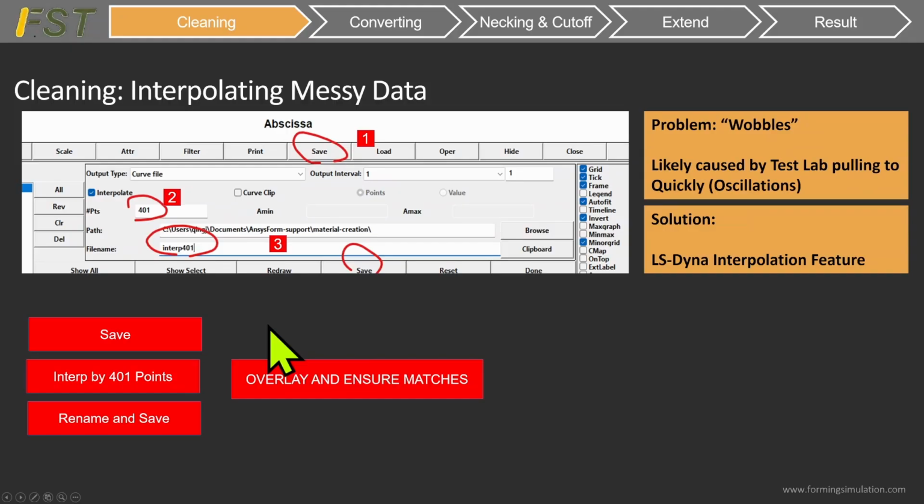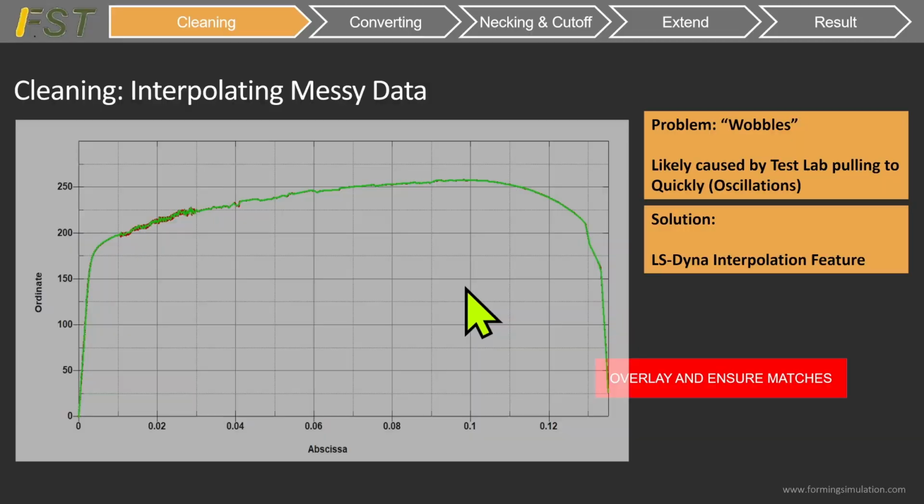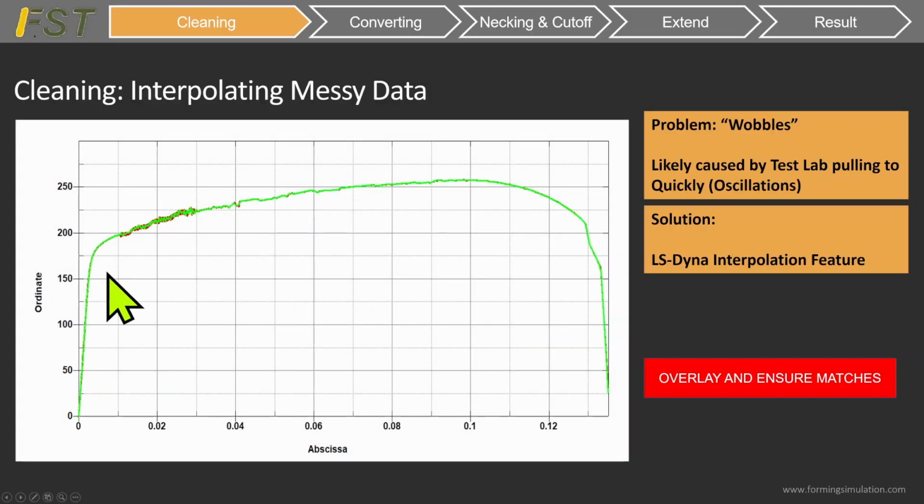So starting with how to do the first interpolation. LS Prepost's interpolation feature is just under the Save button, and then we need to select a number of points. Anywhere from 200 to 401 points seems to work pretty well, so that's what we're going to use in this example. It's important to save it as another file name. And for all of these steps, it is crucially important to make sure you overlay and ensure your result matches. So you see on this next page, the green curve is the interpolated data, and it matches very well with the red curve, the original data.